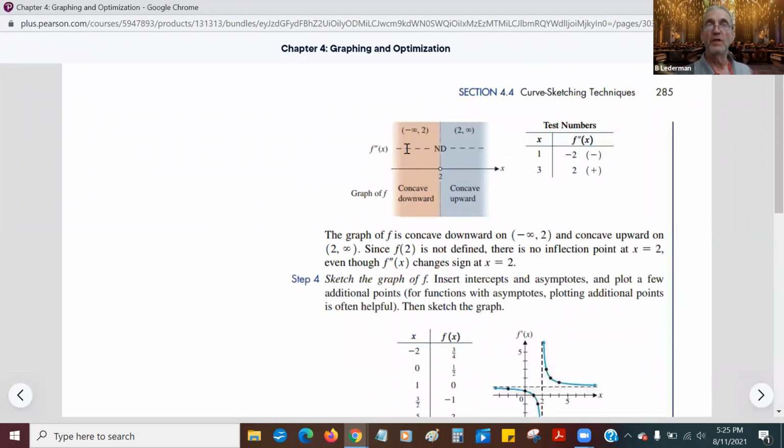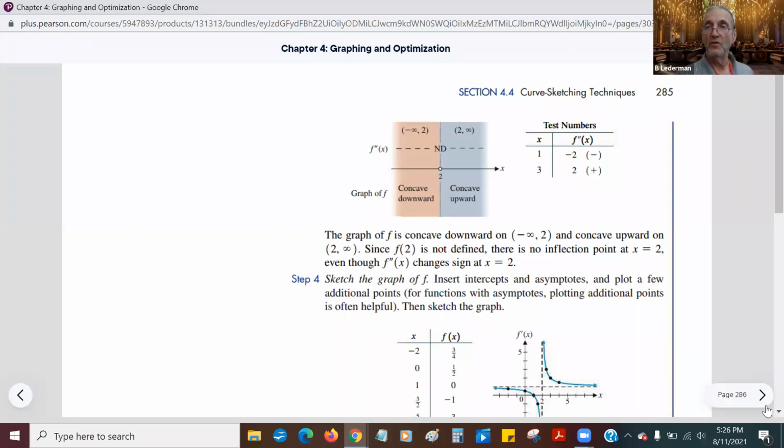And now let's make a sign chart for this. So x minus 2 is negative when x is less than 2, and then it becomes positive when x is greater than 2. Now, notice here, you see these negative signs, that's a typo, and here they have it right, concave upward. So it does go from concave down to concave up.